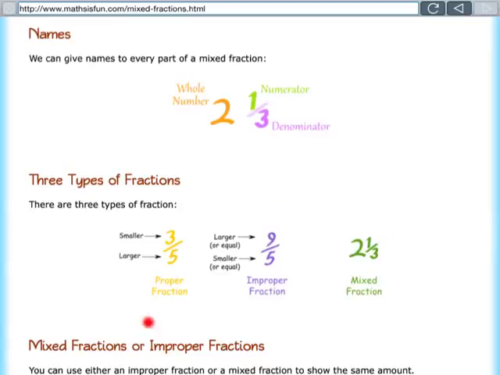There's 3 types of fractions, and you can see them down here. A proper fraction has a smaller numerator than denominator, so 3 out of 5. An improper fraction, the numerator is bigger than the denominator, so 9/5. And a mixed fraction is when you have a whole number mixed with a proper fraction, so 2 1/3.